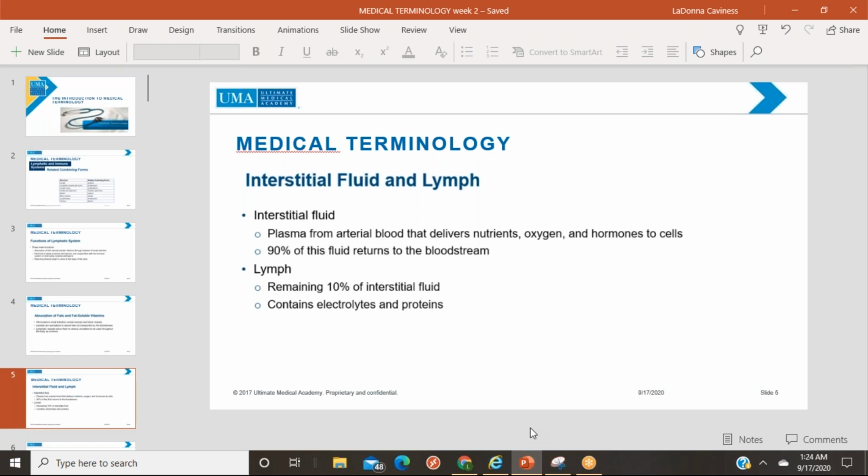Interstitial fluid and lymph. Interstitial fluid is plasma from arterial blood that delivers nutrients, oxygen, and hormones to cells. 90% of this fluid returns to the bloodstream. Lymph is the remaining 10% of interstitial fluid and contains electrolytes and proteins.